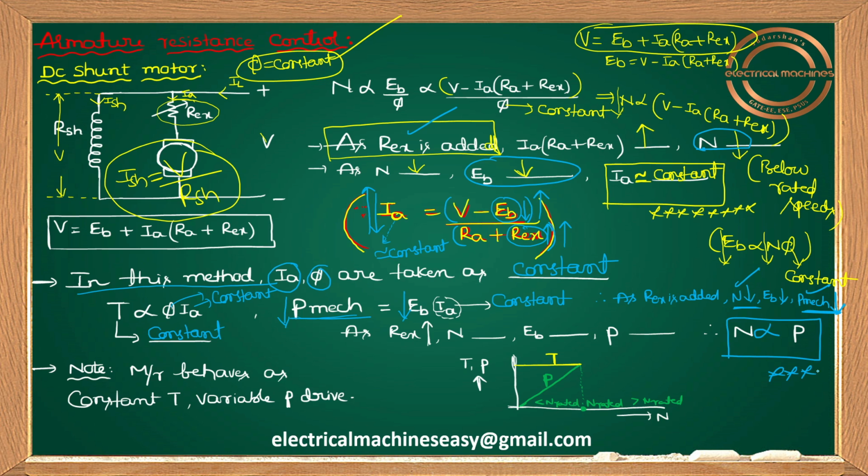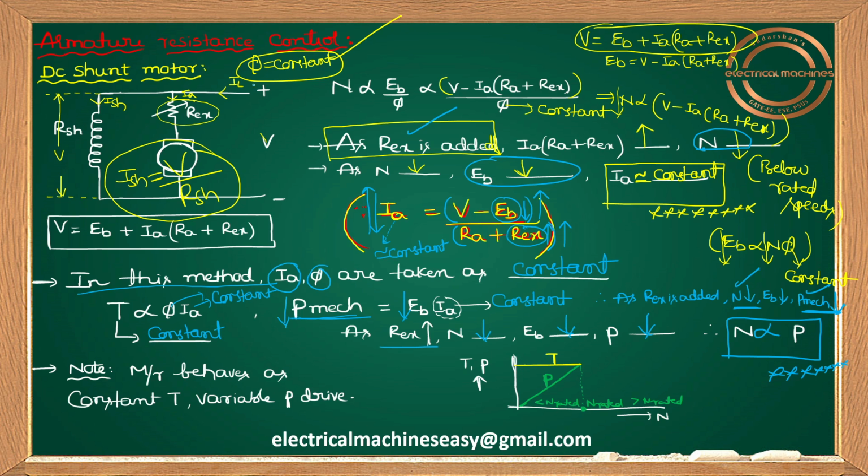Please try to understand it. It will be useful for us. N proportional to P is very important for us. As Rex is added, I told you N is reducing, EB is reducing, P is reducing. So the relation between N and P is a direct relation. Okay, and now tell me.